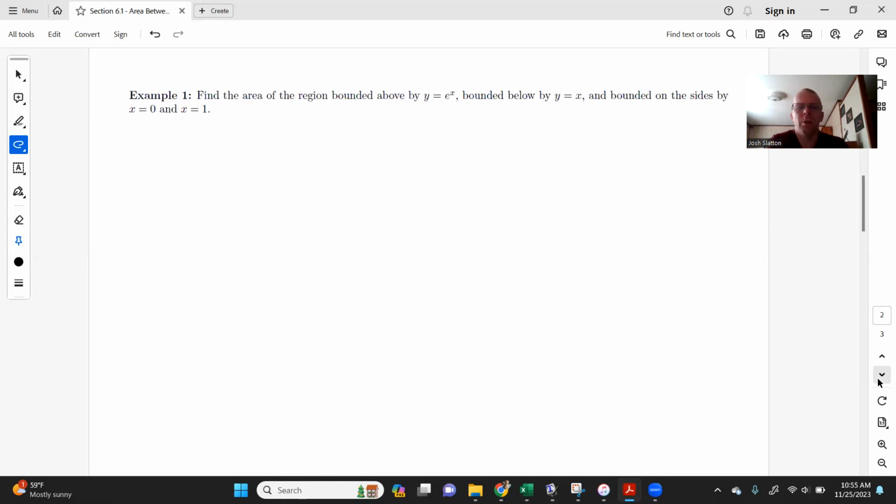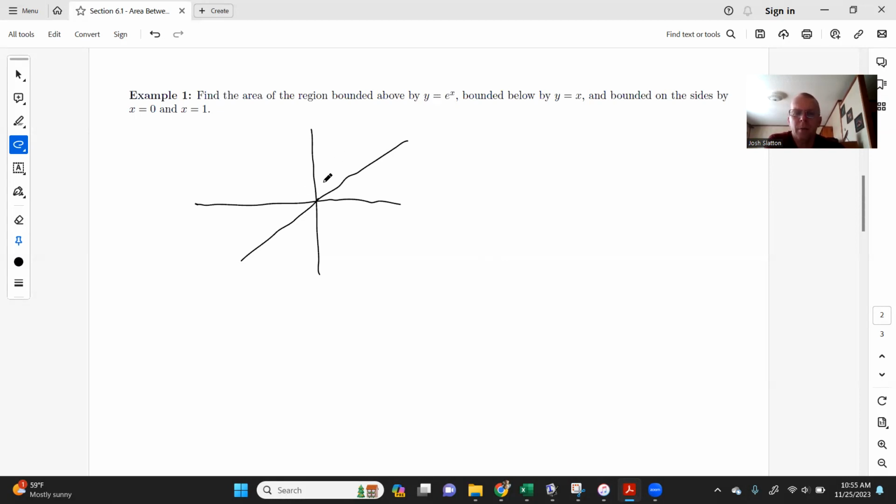So the first example we want to look at: find the area of the region bounded above by y equals e to the x, bounded below by y equals x, and bounded on the sides between 0 and 1. Let's sketch this graph and see what this looks like. So y equals x, of course, is the diagonal line, looking like that.